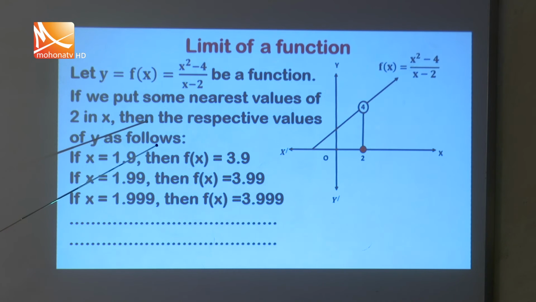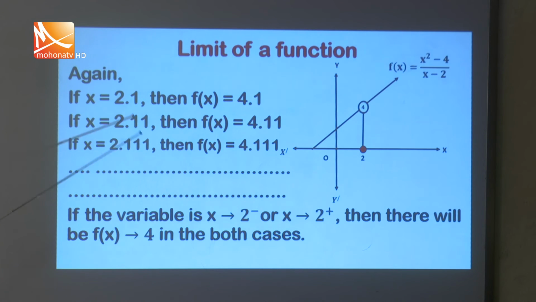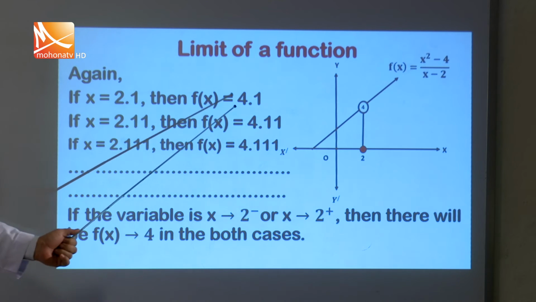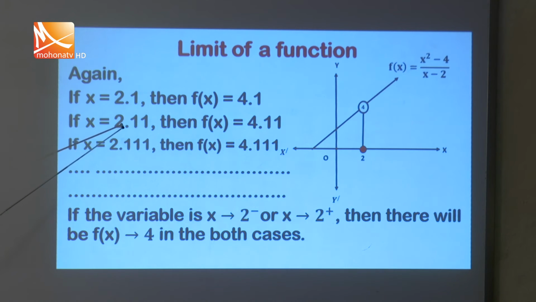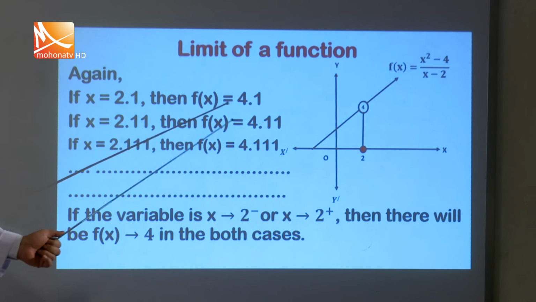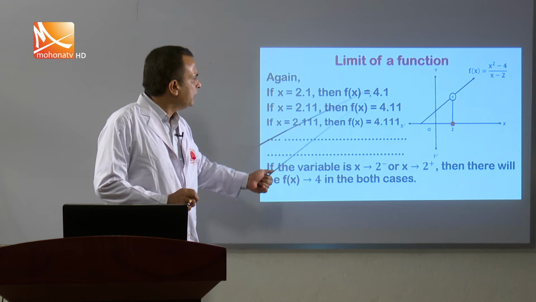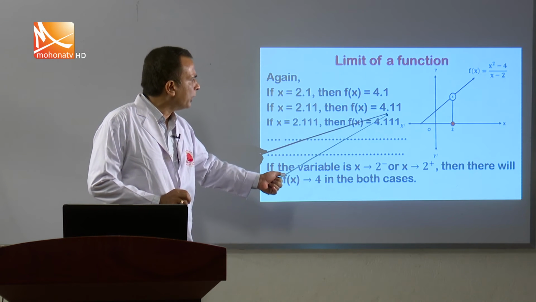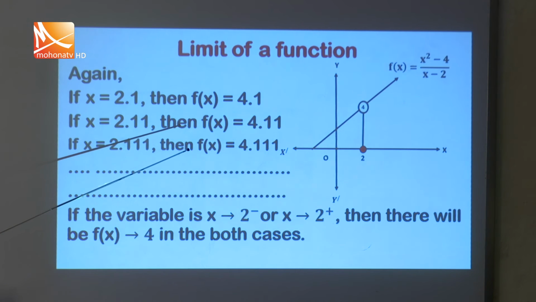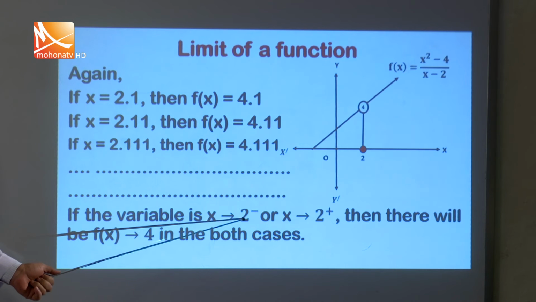So now we are going to see if x is greater than 2, then some values: if x equals 2.1, then f(x) equals 4.1. Again, if x equals 2.11, then f(x) equals 4.11. Again, if x equals 2.111, then we get f(x) equal to 4.111. All these values 4.1, 4.11, 4.111 are approximately 4. So if the variable x tends to 2 minus or 2 plus, then f(x) tends to 4 in both cases.